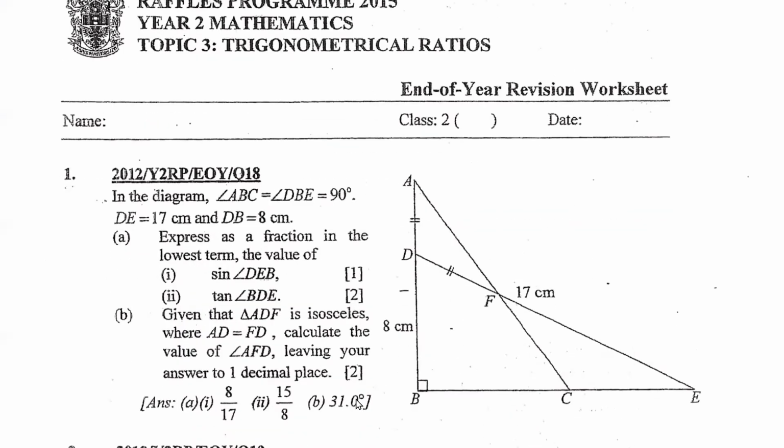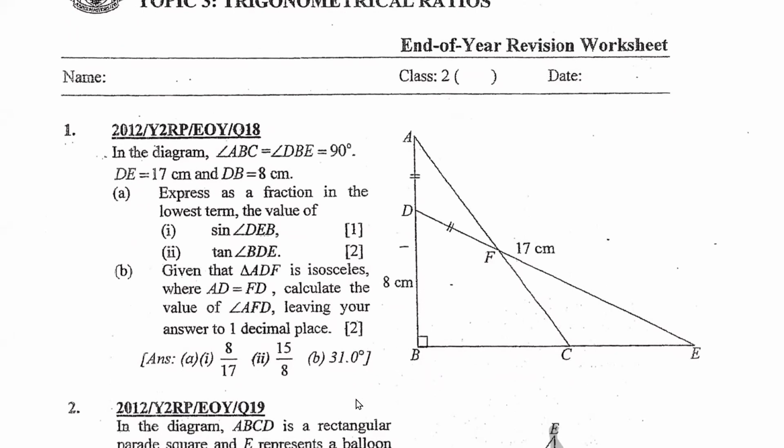So let's try this question. You have the following diagram in question 1. Angle ABC and angle DBE, they are what angles? 90 degrees. So I hope you can see the two hidden triangles here. Then you know DE is 17, and you know that DB is 8. Expressed as a fraction in the lowest terms, the value of sine, tangent, whatever. So I hope you remember SOH CAH TOA. What does it stand for?